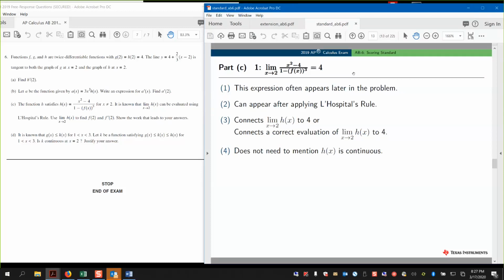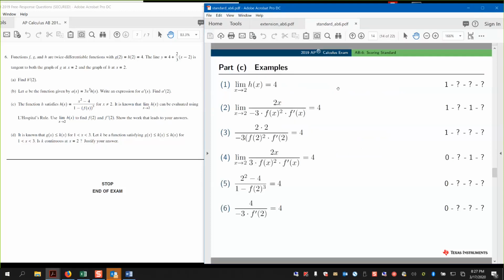It didn't have to be the first item presented. But somehow, in order to earn this point, the student had to connect this limit to 4 or show a correct evaluation of this limit. And I'm going to show you some examples in a minute or two. In finding this limit, the student did not need to mention that h of x is continuous. So let's take a look at a couple specific examples and see how the student could earn this point.